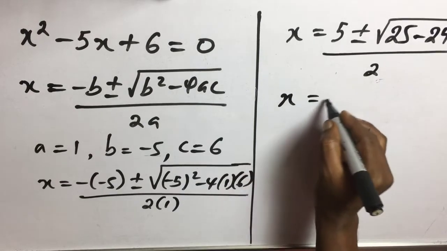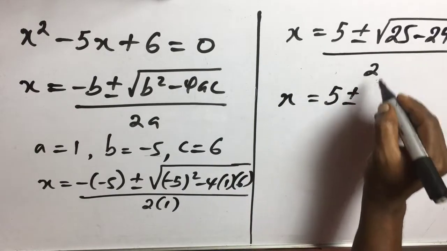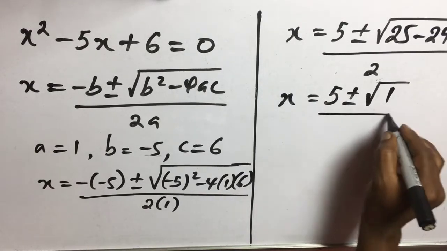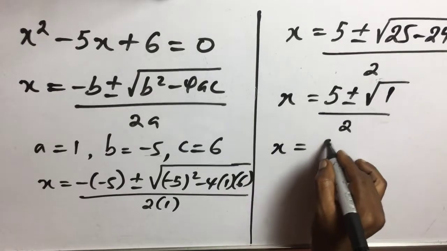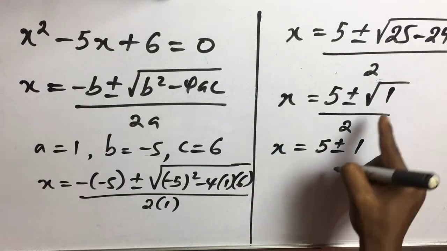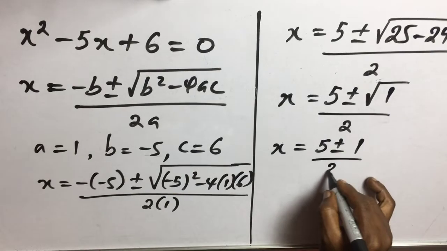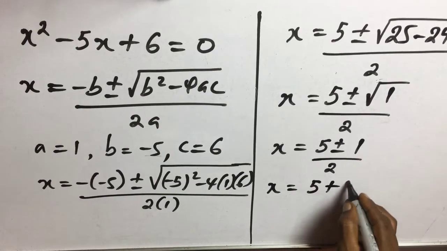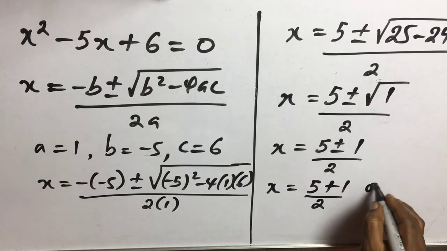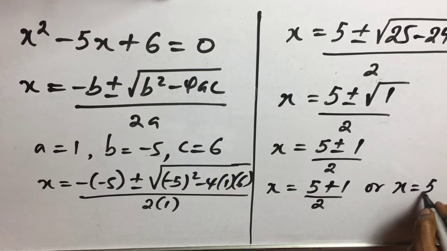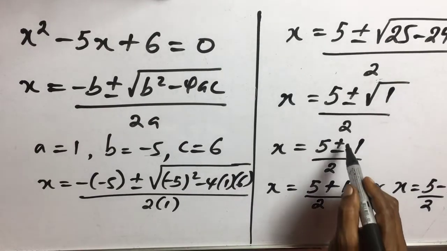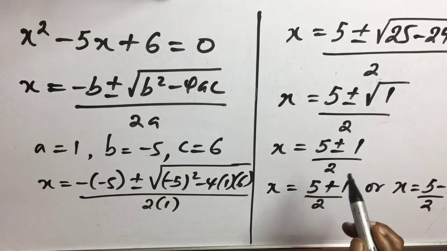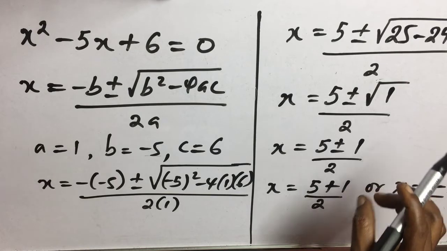Now, if we continue solving, this will give us 5 plus or minus square root of 25 minus 24. 25 minus 24 will give us 1 all over 2. Now, x is clearly 5 plus or minus 1 because the square root of 1 is 1 all over 2. And this gives two possible solutions, 5 plus 1 over 2 or x equals 5 minus 1 over 2. Now, the plus or minus there tells you that there are two parts to the solution. When 5 adds to 1 and when 1 is subtracted from 5.